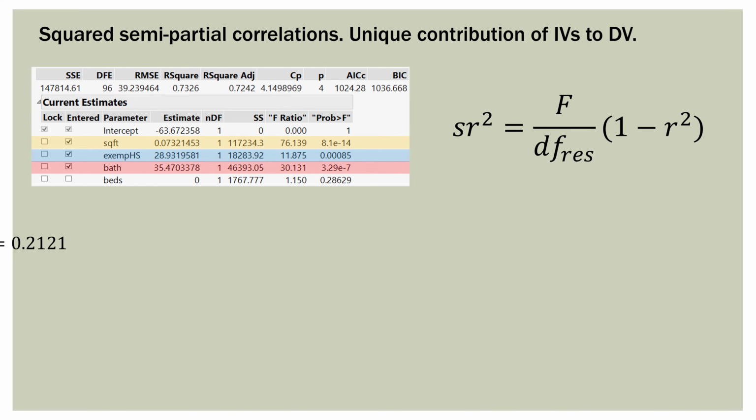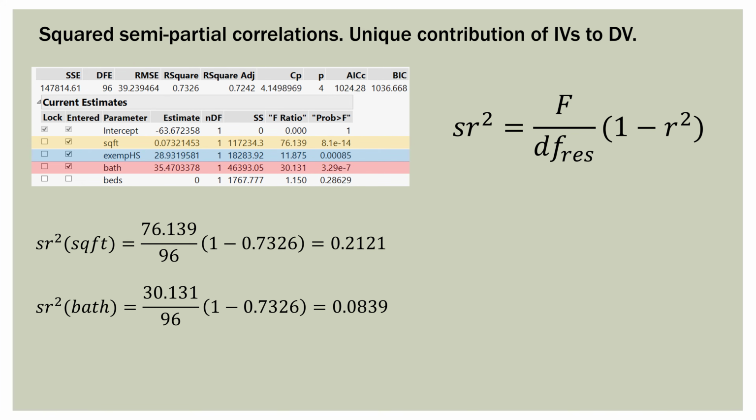For example, to find that number of 0.2121 that we saw in the Venn diagram, we can prove it. The F ratio for square footage is 76.139 divided by 96 degrees of freedom. That's our DFE. Then we multiply that by 1 minus 0.7326. That is our R square up there. Do the math out, we get 0.2121, which is exactly what we had in the previous slide.